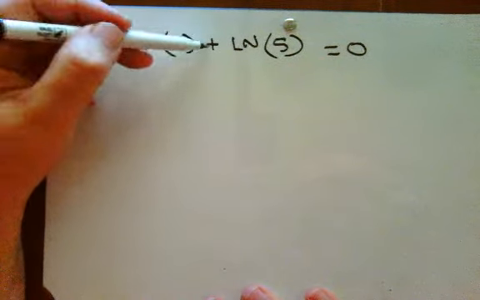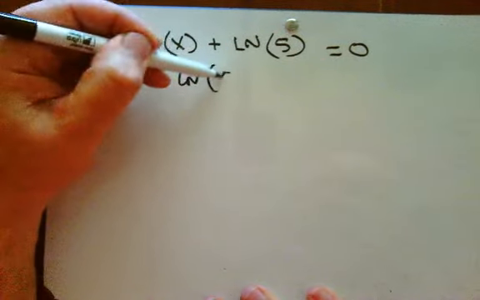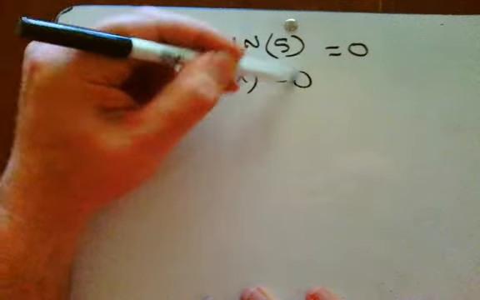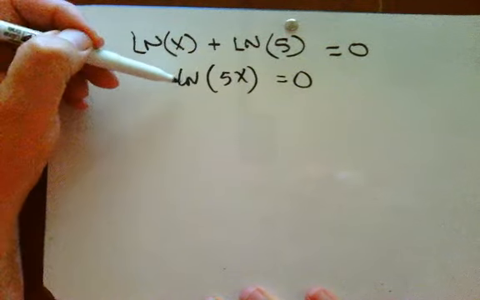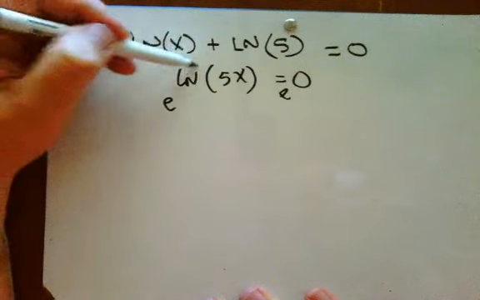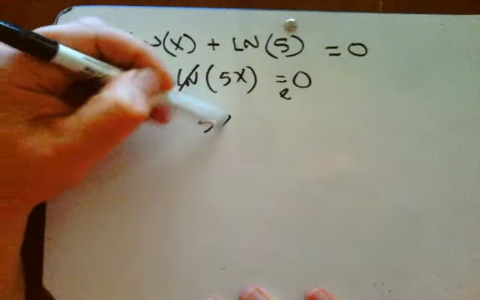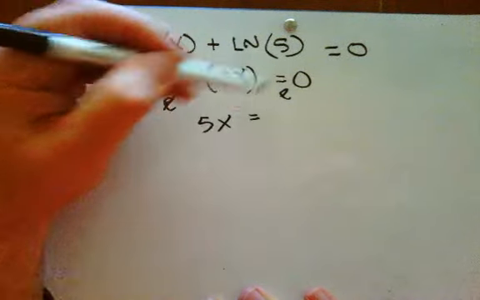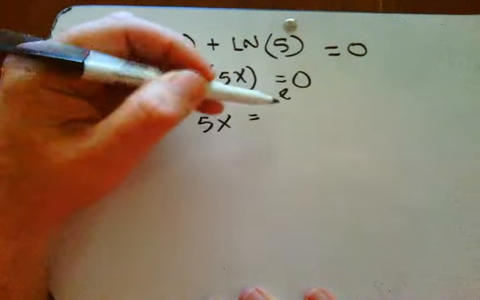Five, 4, 3, 2, 1. Okay, so with our product property, we can rewrite this as 5x.